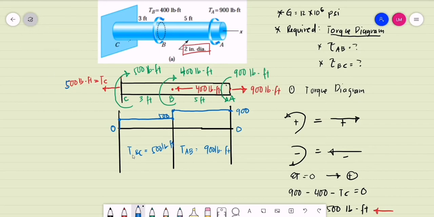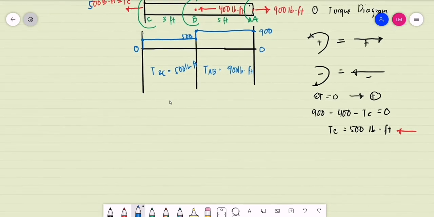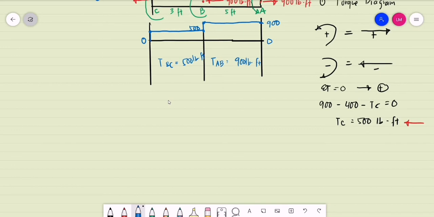So we are now ready to compute for the shearing stress. The shearing stress is basically equal to the applied torque, the rho, divided by the polar moment of inertia. But for a solid shaft, we can use the equation 16 times the applied torque divided by pi d raised to 3. So computing for the shearing stress for segment AB, what is the applied torque for segment AB? This is equal to 900 pounds-foot.